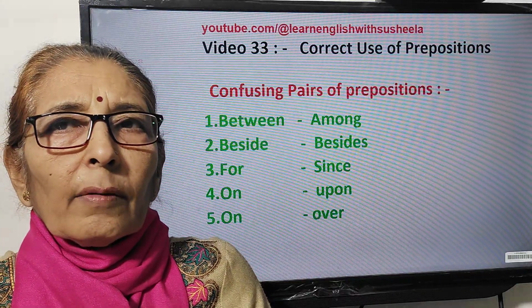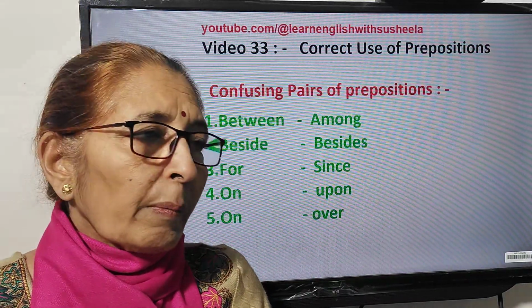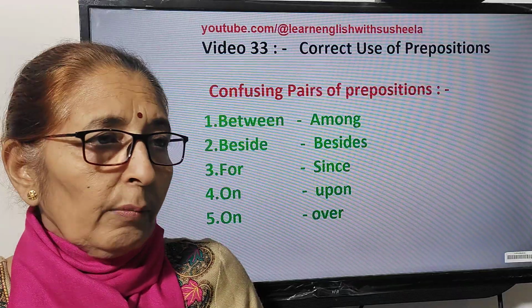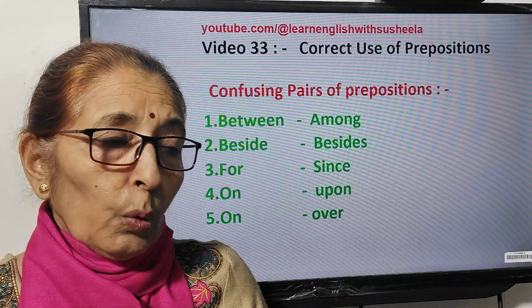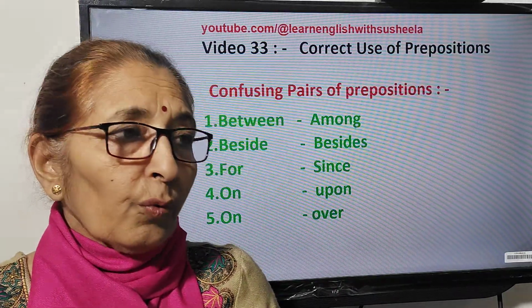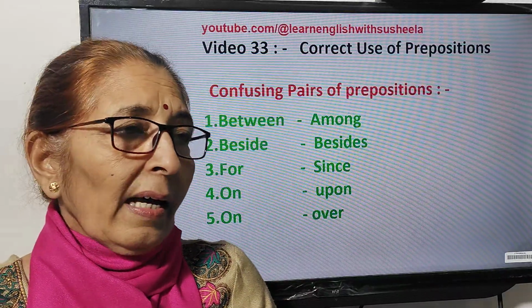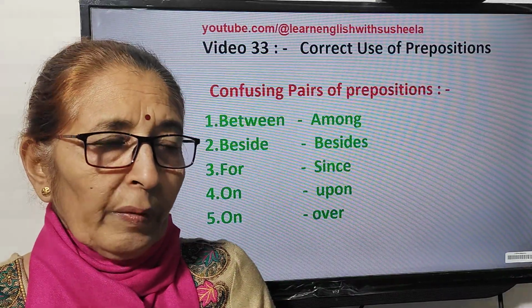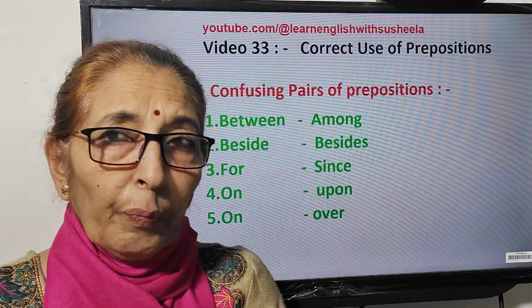Now, confusing pairs of prepositions. Sometimes two prepositions are there and we don't know the difference, where to use which. First, between and among. Between is used for two and among is used for more than two.